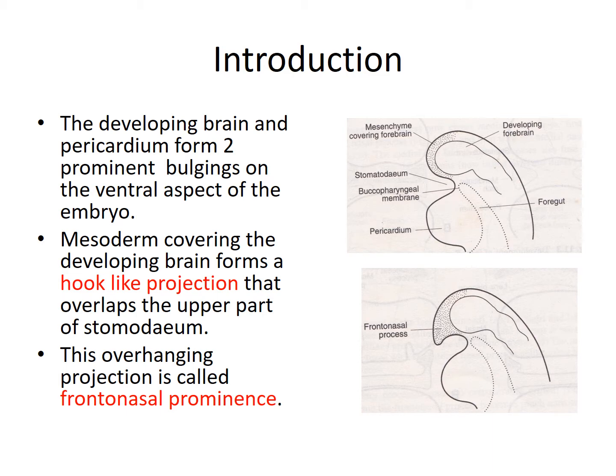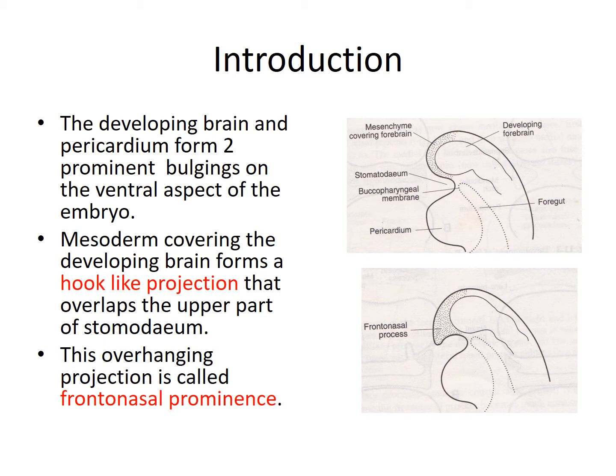Here you can appreciate the side view of a developing embryo, where cranially there is a presence of developing forebrain and another bulging caudal to it is the developing pericardium. Now, in between these two bulgings, there is stomodium which is separated on the outside by the buccopharyngeal membrane, as you can see in the label diagram.